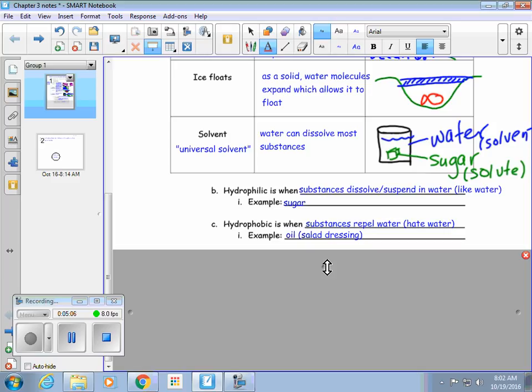Now, the opposite of that would be hydrophobic. Think of a phobia as something that you're afraid of. A molecule that's hydrophobic hates water, does not want to be with water, actually repels it. Oil is a great example. It does not like to mix with water.